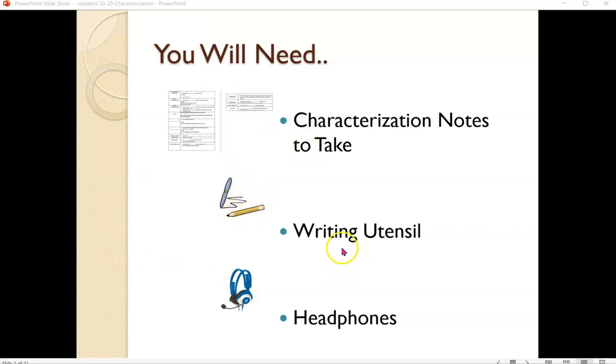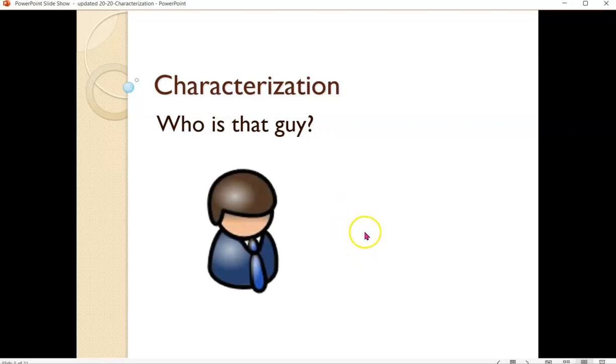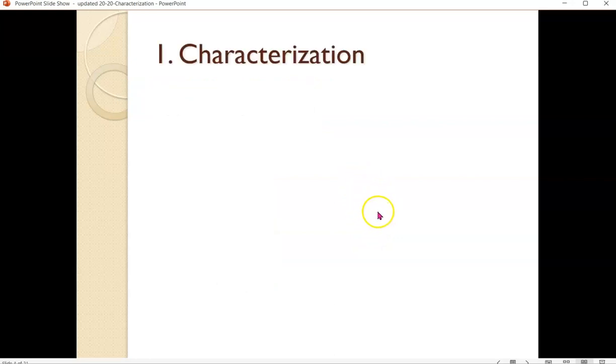Secondly, you do need your writing utensil if you're writing them on the paper copy. And thirdly, you do need to have headphones because everybody is in a different place. So again, characterization, who is that guy? Because we just don't always know. How is this character going to help support the story? How do they help make the story and things of that nature?